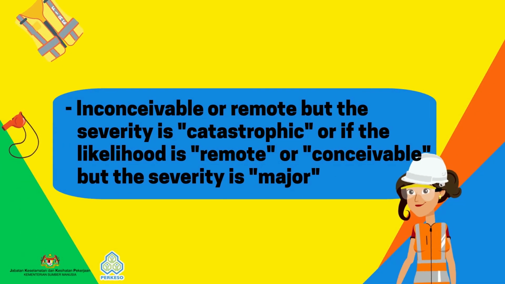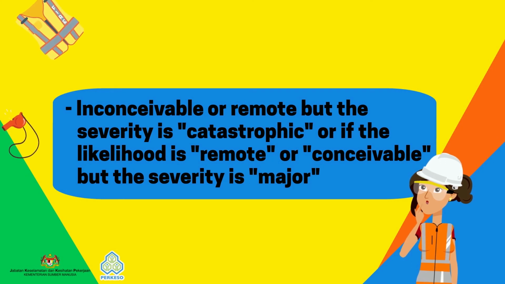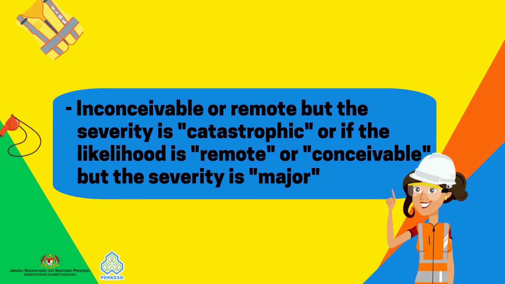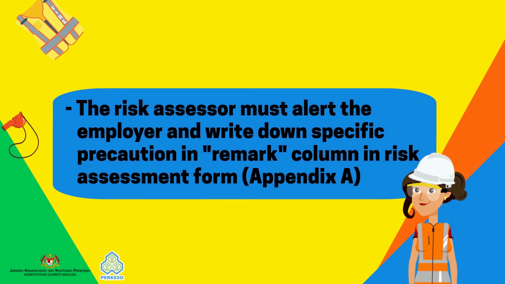If the likelihood is achievable or remote but the severity is catastrophic, or if the likelihood is remote or conceivable but the severity is major, the risk assessor must alert the employer and write down specific precautions in the remark column in the risk assessment form, Appendix A.